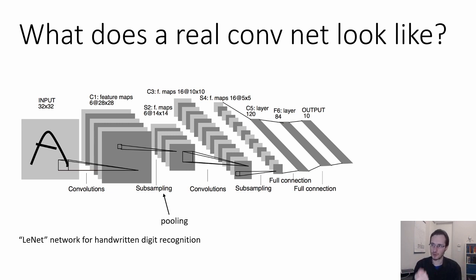Then there's another round of pooling. The 10x10 goes into a 5x5. So now you have 16 features in a 5x5 region. So that's 25 times 16 activations. And that's actually small enough that now you can flatten them into a big vector and put them into a standard fully connected linear layer, just like we learned about last time.